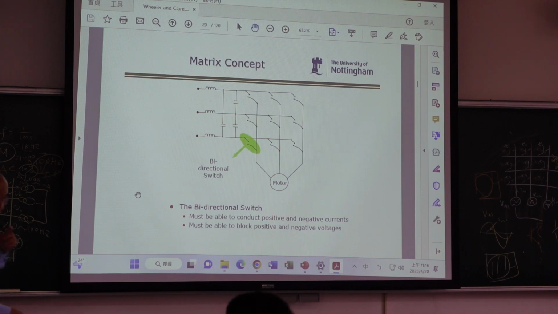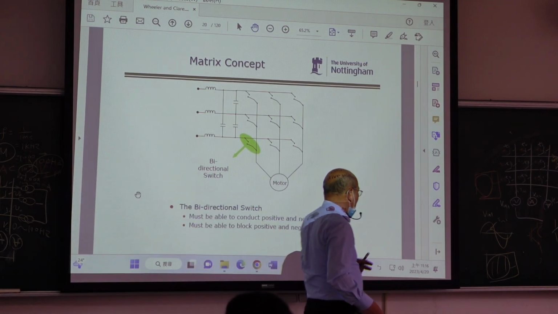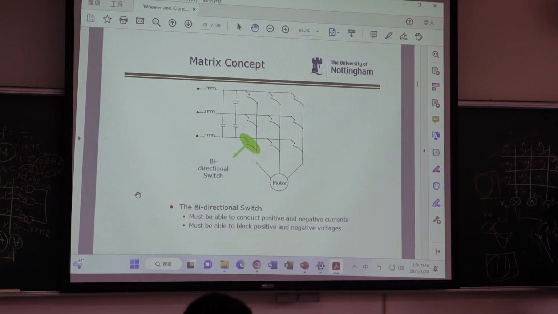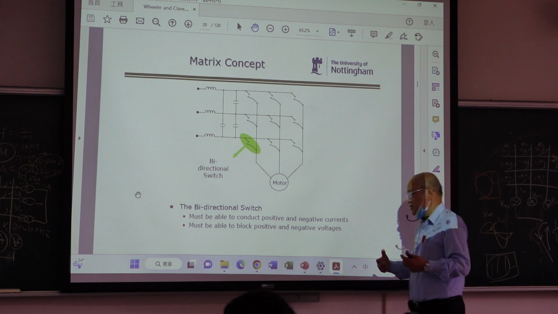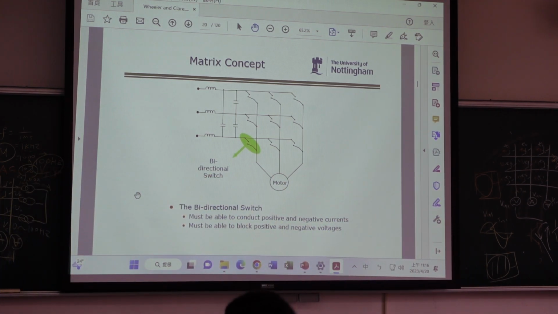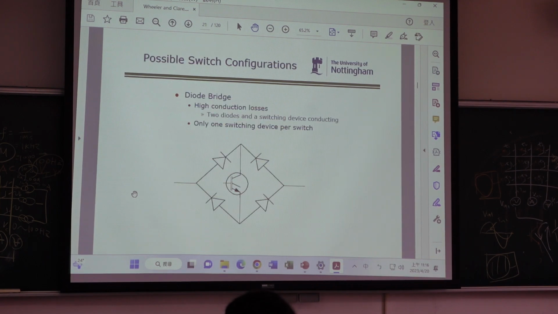But a traditional IGBT only goes in one direction, this way. It cannot go this way. So we call this a unidirectional switch. But now we need a bidirectional switch. Two-directional. Bi means 2. So we need a two-directional switch. So how can we design a two-directional switch?